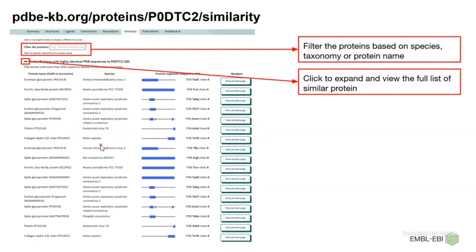This list of similar proteins can be filtered based on species, taxonomy, and protein name. You can expand by clicking on this icon, which will give you a full list of the similar proteins.